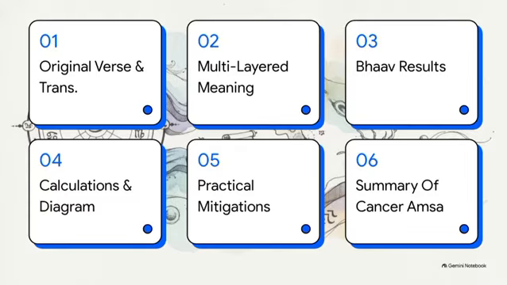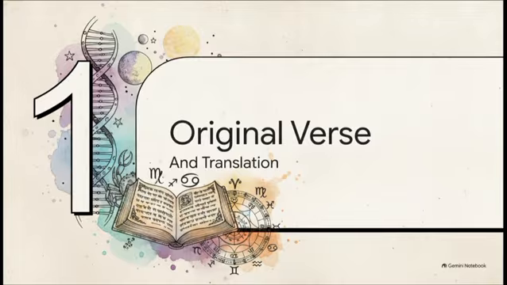First, we'll look at the original verse in translation. Then, we'll peel back the multi-layered astrological interpretations, map out the specific bhava results, walk through the actual calculations and diagram construction, detail the practical significance and mitigations, and finally, wrap it up with a summary of the Cancer Amsa. Let's jump right into Section 1, examining the source text itself.